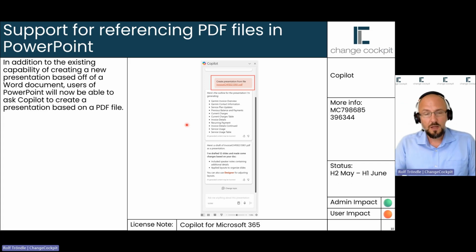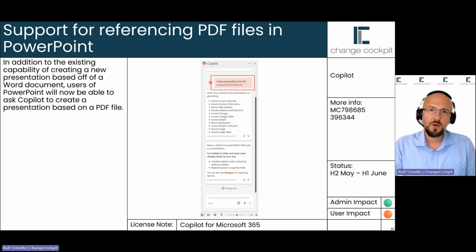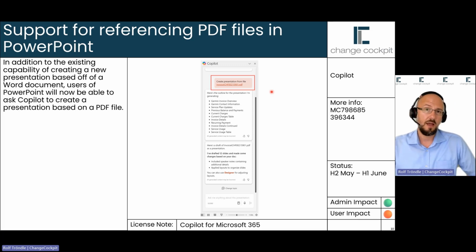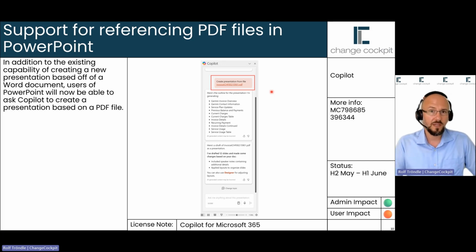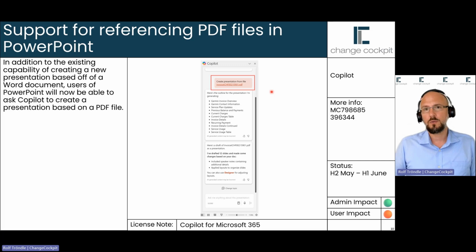For a long time, you have been able to create a presentation based on a Word document. You tell Copilot, create presentation from file, and insert your Word document. It will analyze the document and create slides, agendas, and a full slide set of the content from this Word file. But now you will be able to do this also from a PDF file as input. So if you have a nice PDF file from which you would like to create a new presentation, just say create presentation from file, reference your PDF file, and you're good to go.